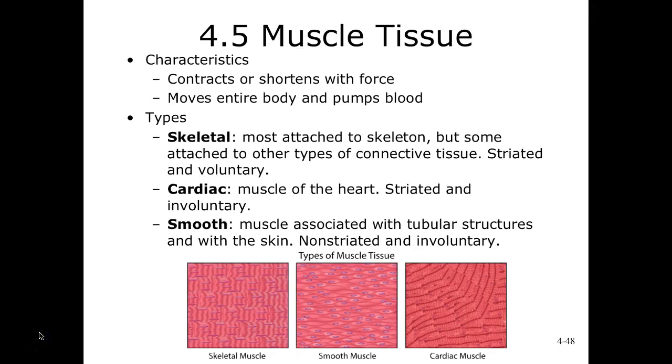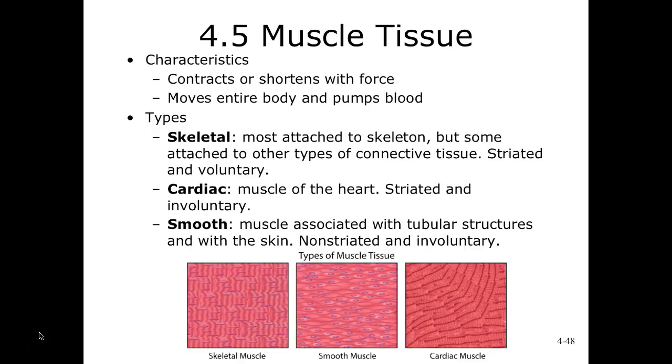Okay, now we're going to talk about our muscle tissue. Now, our muscle tissue is distinct in that we're going to have contraction of our muscle so that it is going to shorten with force, and that's what allows us to move around. So we will move our entire body, and also contracting our muscles will help us to pump our blood. So we have three different types of muscle tissue.